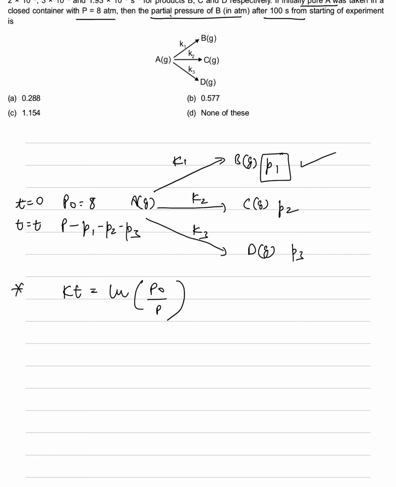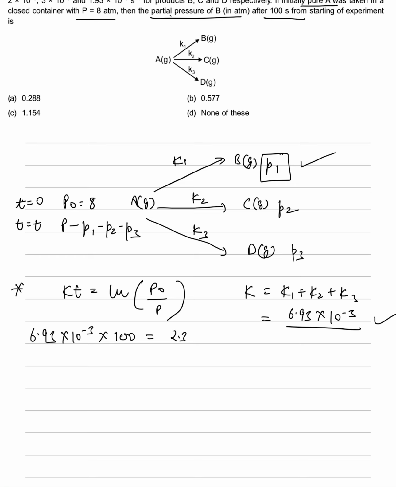And in the case of parallel reactions, the overall rate constant is equal to the sum of the individual rate constants. That means the net rate constant will be 6.93 into 10 raised to the power minus 3. This is the value of the net rate constant. So if we do the calculation, 6.93 into 10 raised to the power minus 3, the time is given to us as 100 seconds, equals 2.303 log of, the P0 value is given as 8, upon P, right?